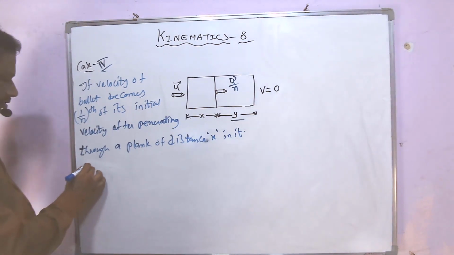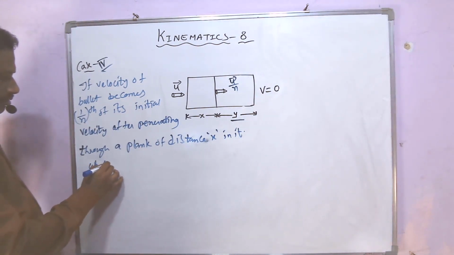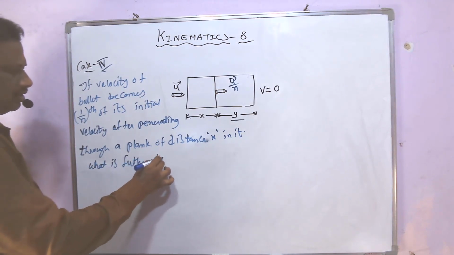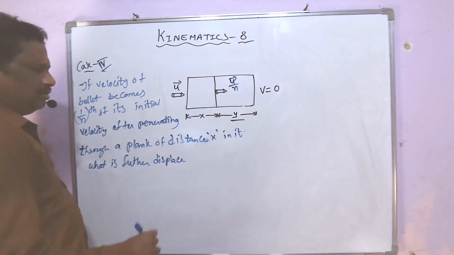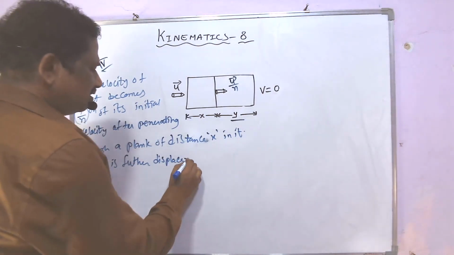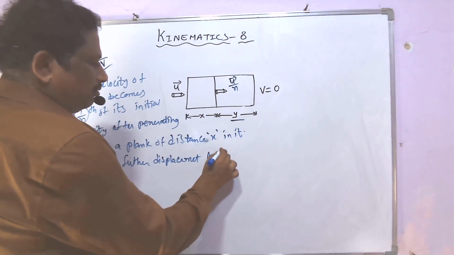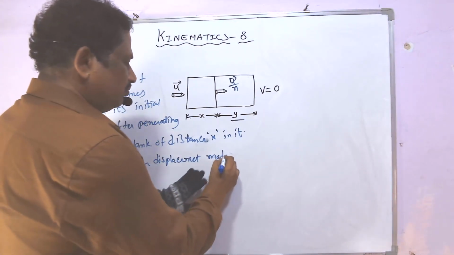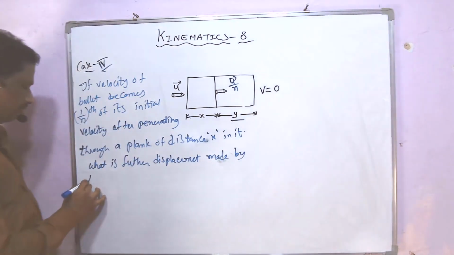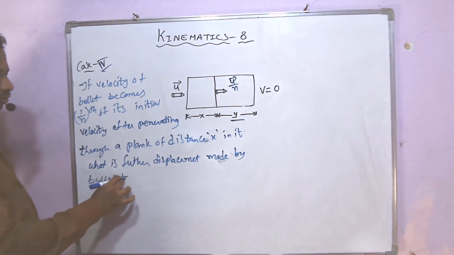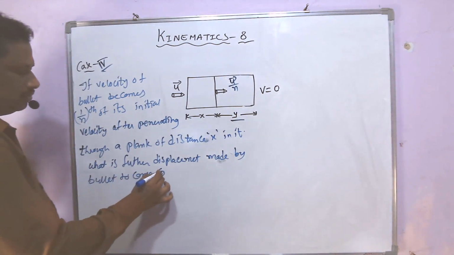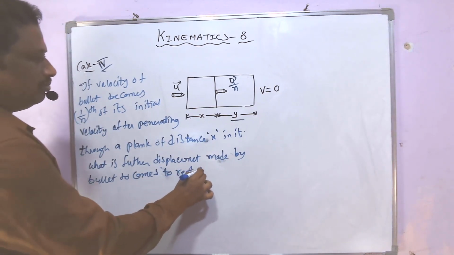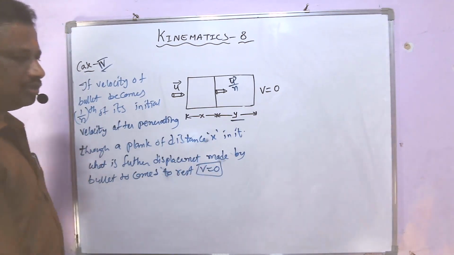What is the further distance and displacement made by the bullet to come to rest? That means the final velocity will become 0.